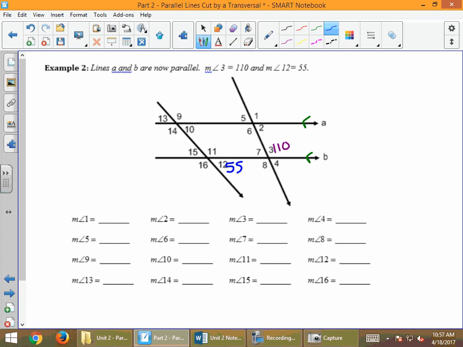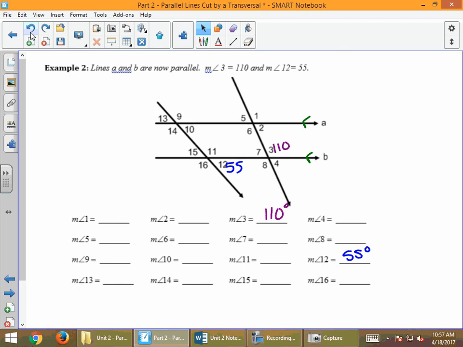Well, we already know 3 is 110, so I'm going to fill it in the spot. And then we know 12 is 55. I should put the little degree symbol. And I'm going to totally ignore this part right here. Don't scribble it on your paper, but it might be helpful if you cover it up. Just cover that part up with your paper, and we're just going to focus on the right side. We'll worry about that left side in a bit.